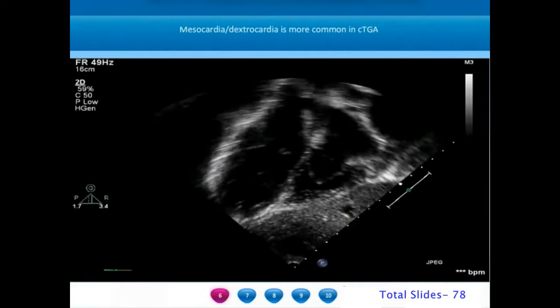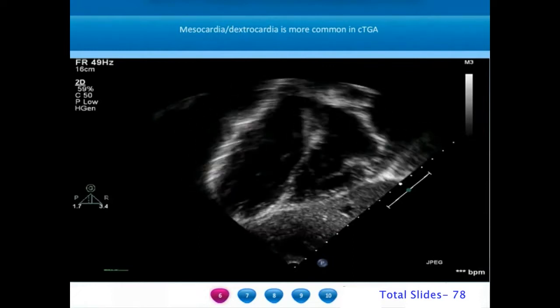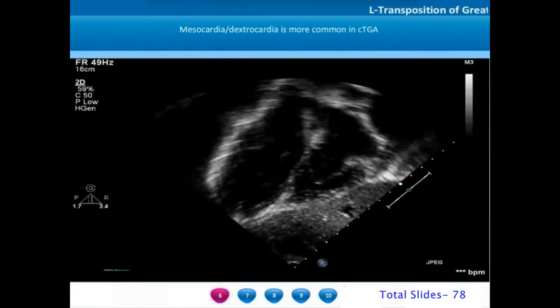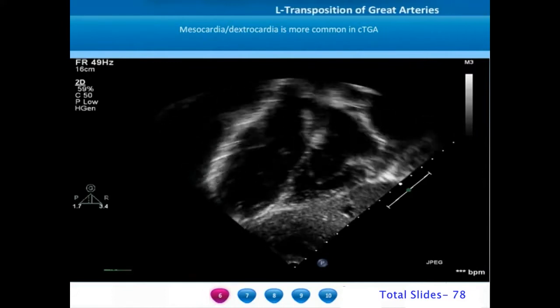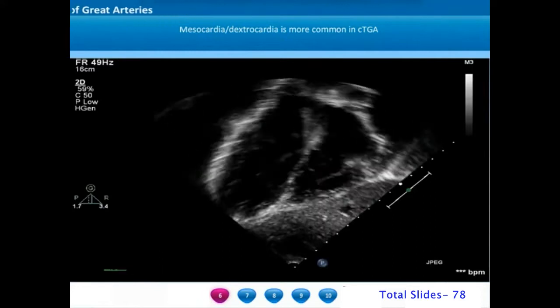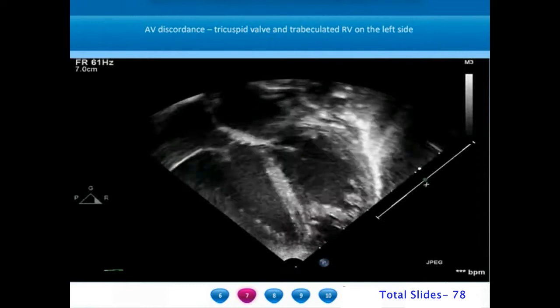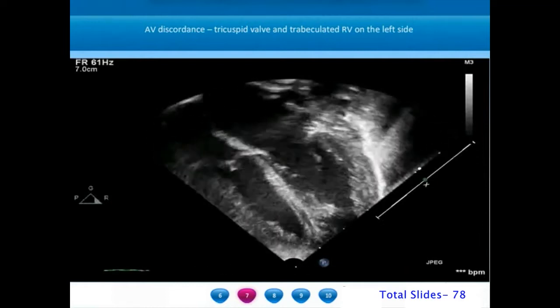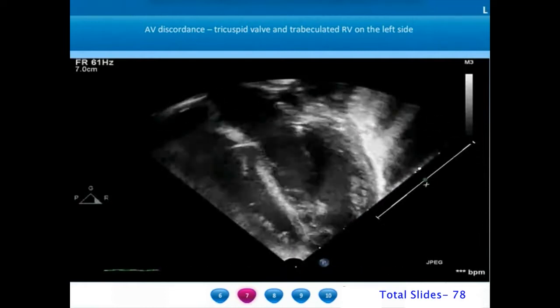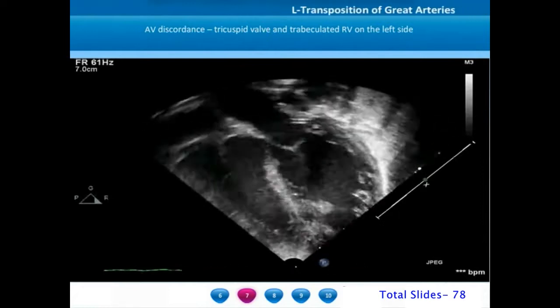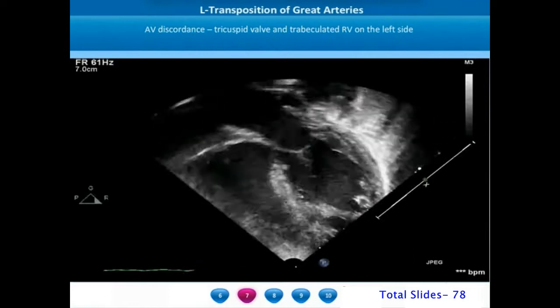Subxiphoid view in this patient with corrected transposition of great arteries demonstrates dextrocardia. The apex is facing towards the right side. Mesocardia or dextrocardia is more common in corrected transposition of great arteries. In this apical four-chamber view, we can appreciate the atrioventricular discordance. The right ventricle is connected to the left atrium, and the left ventricle is connected to the right atrium.